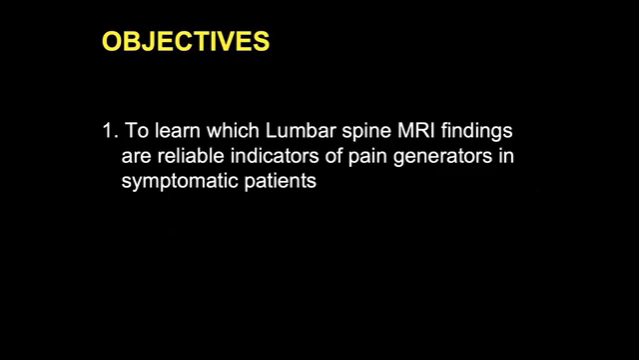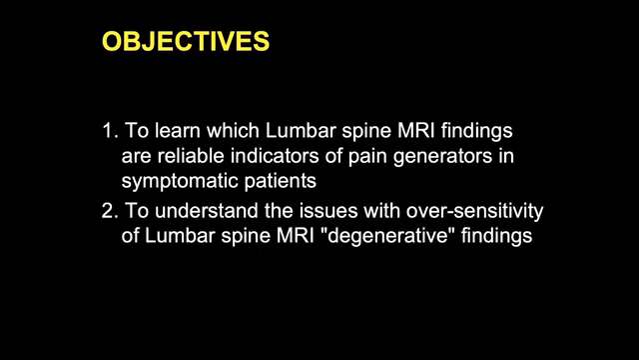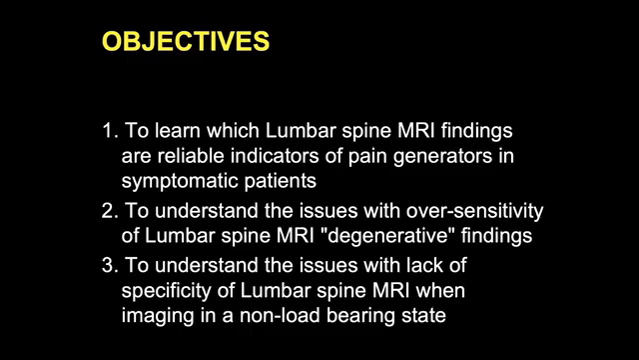So our objectives for this lecture are, first, to learn which lumbar spine MRI findings are more reliable indicators of pain generators when imaging symptomatic populations and patients; second, to understand the issues with oversensitivity of spine MRI with the quote-unquote degenerative findings that are often present; and third, to understand the issues of lack of specificity of spine MRI, particularly when imaging patients in a non-load-bearing state, which is most commonly done with our current install base of MRIs, where the patient is lying supine.